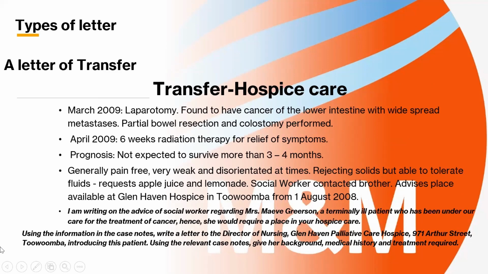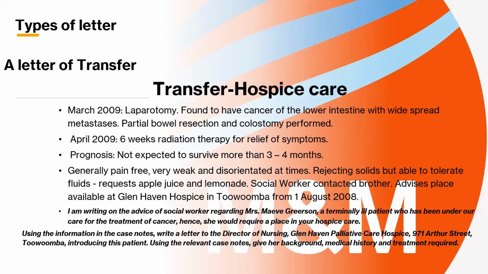Now we can also have a letter of referral or transfer or discharge in any category. But if we are changing the facility, this is just an example of the hospice care. There's a possibility that you can transfer this patient from the ward to the emergency department, being a nurse. There's a possibility that you can transfer this patient to the quarantine facility. There's a possibility that you can transfer this patient from one nursing home to another nursing home. So the concept remains the same for the letter of transfer.